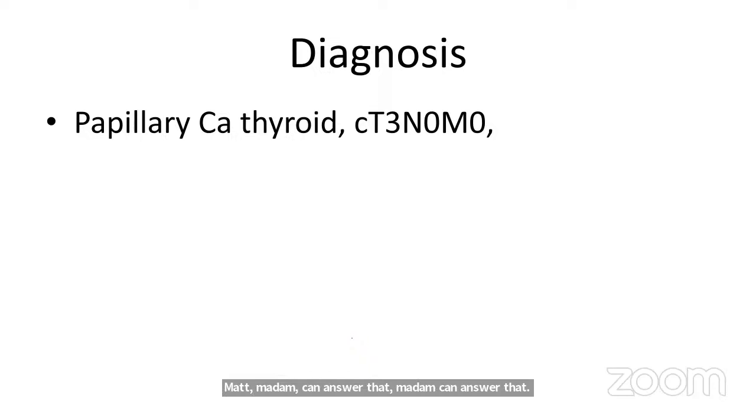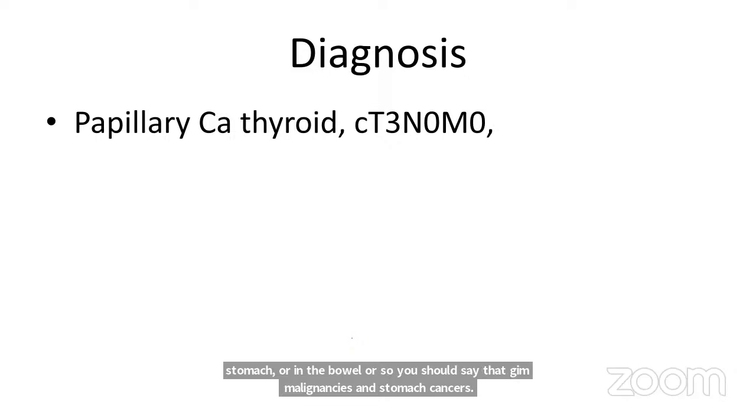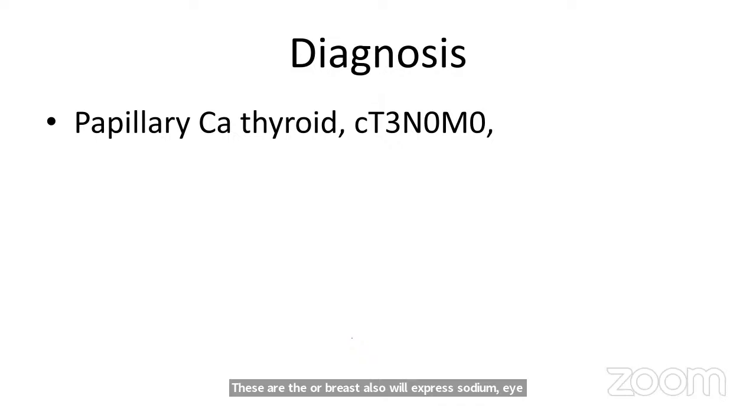Wherever there is sodium iodide symporter expression, one is leukemia, so hematological cancers, and wherever we have the sodium iodide symporter, so GI malignancies, stomach cancers, or breast also will express the sodium iodide symporter. So these are the cancers which can be seen after giving radioactive iodine, but the incidence is very, very low.